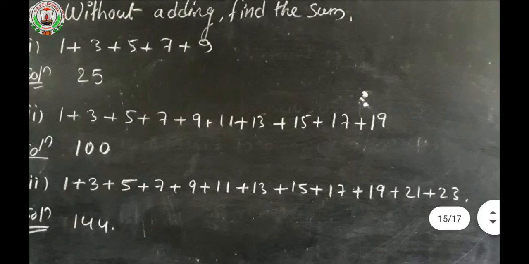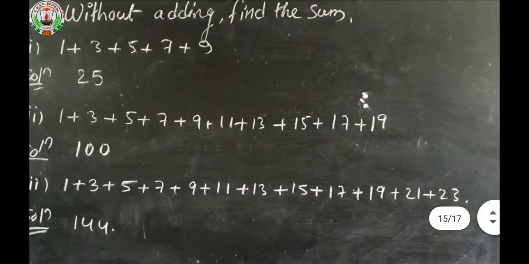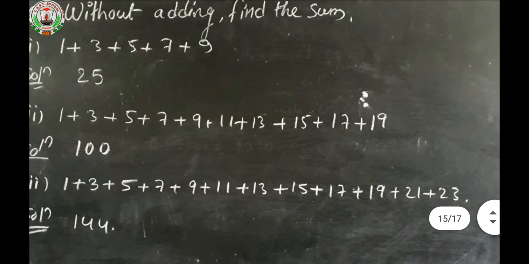So how many total numbers are there? 1, 3, 5, 7, 9. Total numbers are 5. So 5 into 5 will be 25. So the sum of the first 5 odd numbers is 25. So without adding the numbers we can find which value will come, by knowing the property only. Now the next one is 1 plus 3 plus 5 plus 7 plus 9 plus 11 plus 13 plus 15 plus 17 plus 19. So we are not going to add all the numbers. We have to memorize the property, isn't it?